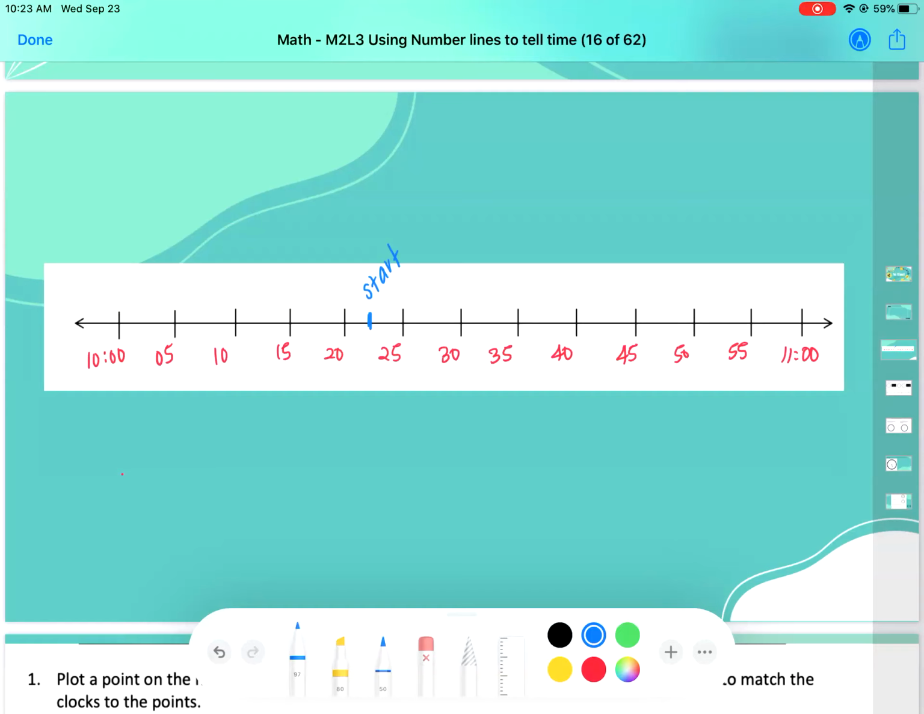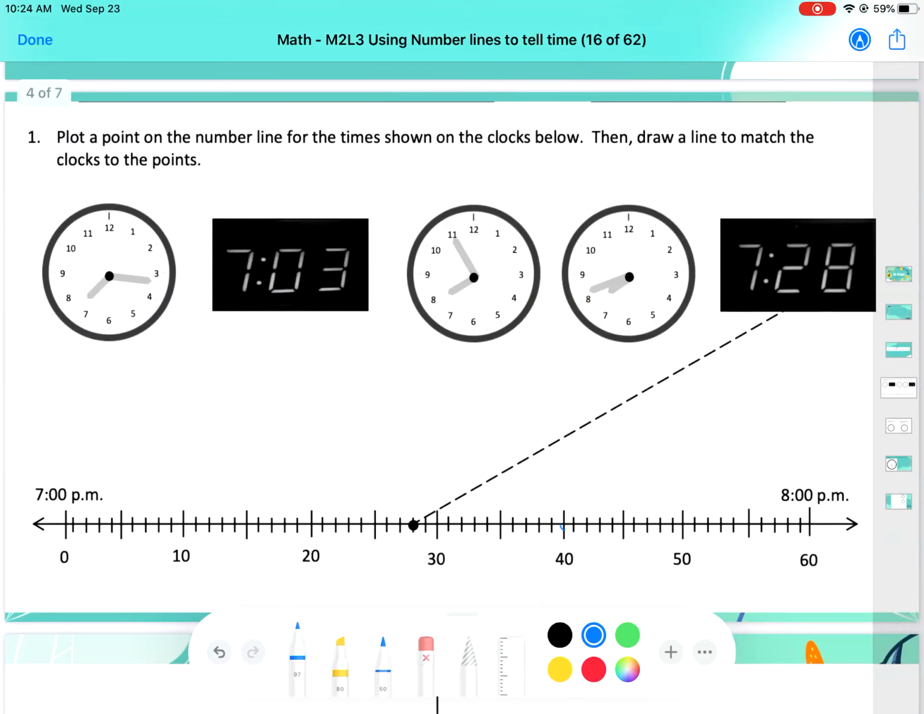Now I'm going to go on to my first question. I'm going to put another mark here and say question 1. Let me go to my question number 1. The question says, plot a point on the number line for the times shown on the clocks below. Then draw a line to match the clocks to the points.